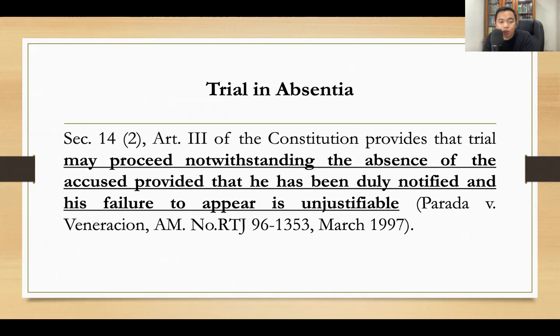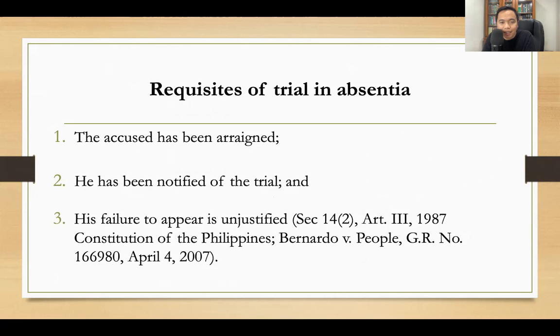Okay, what do we mean by the term trial in absentia? Now, trial in absentia under the Constitution provides that the trial may proceed notwithstanding the absence of the accused, provided that he has been duly notified and his failure to appear is unjustifiable. So, if the accused was notified of the date of the hearing and he fails to appear, then the court will proceed notwithstanding his absence. So that's what we call trial in absentia.